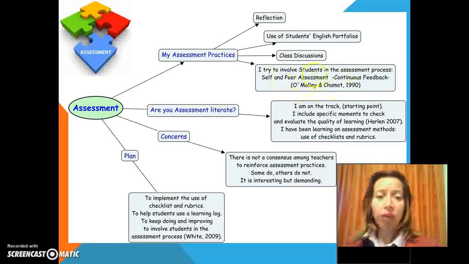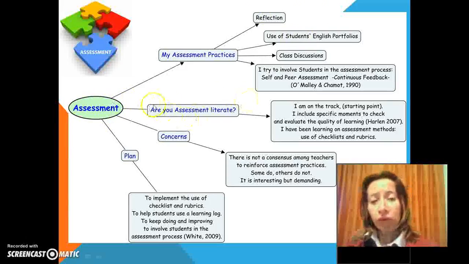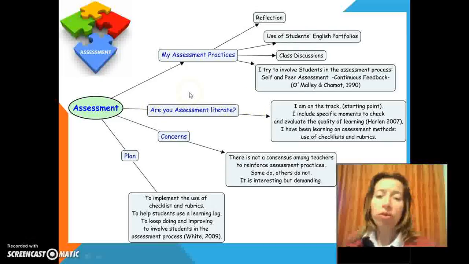That's because I take into account something that I read some years ago, written by Mali and Chamot, related to learning strategies, especially metacognitive strategies, which I relate with assessment process. Well, let's continue with this question. Are you assessment literate? In my case, I say that I'm on the track. I'm on a starting point because I have included specific moments to check and evaluate the quality of learning, as it was suggested by Hart in 2007.